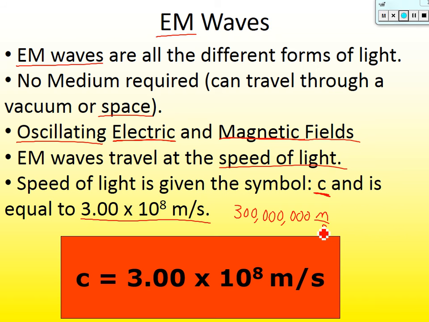Okay, so please remember that lowercase c is the symbol for the speed of light, and it's equal to 3 times 10 to the 8th meters per second. I will abbreviate it, guys, like this. c is equal to 3 e to the 8th. Please remember that.